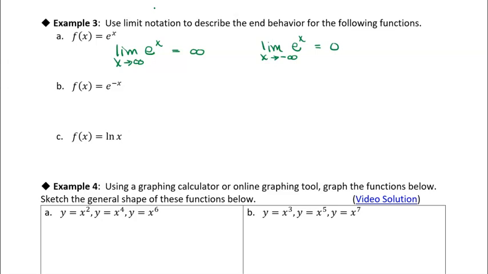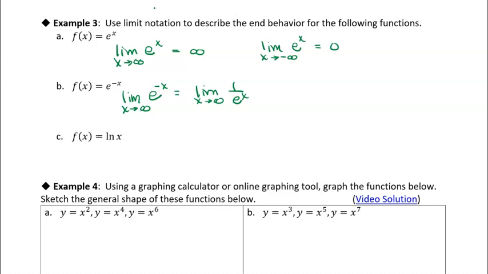Then this is e to the minus x. So what does that do? It's basically going to flip this graph around. It's going to reflect it across the y-axis. So let's look at the positive case first, the limit as x goes to positive infinity, and it's e to the minus x. So this is effectively the same as the limit as x goes to infinity of 1 over e to the x. This is the same thing.